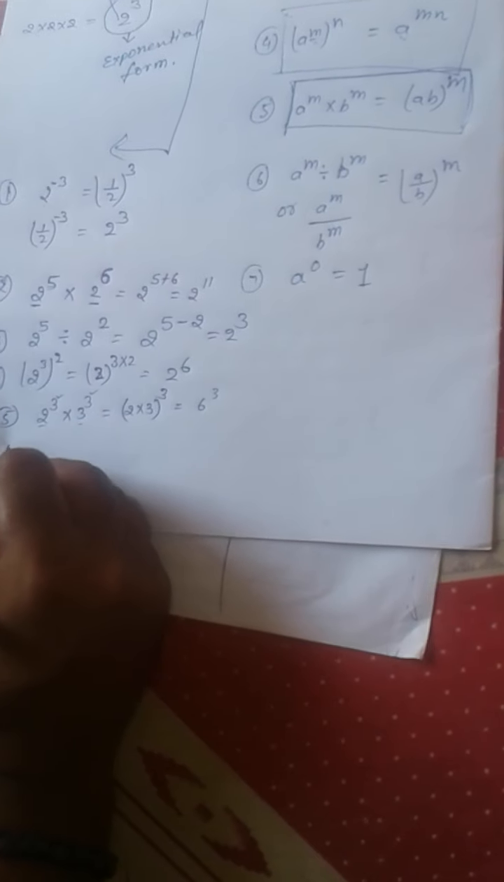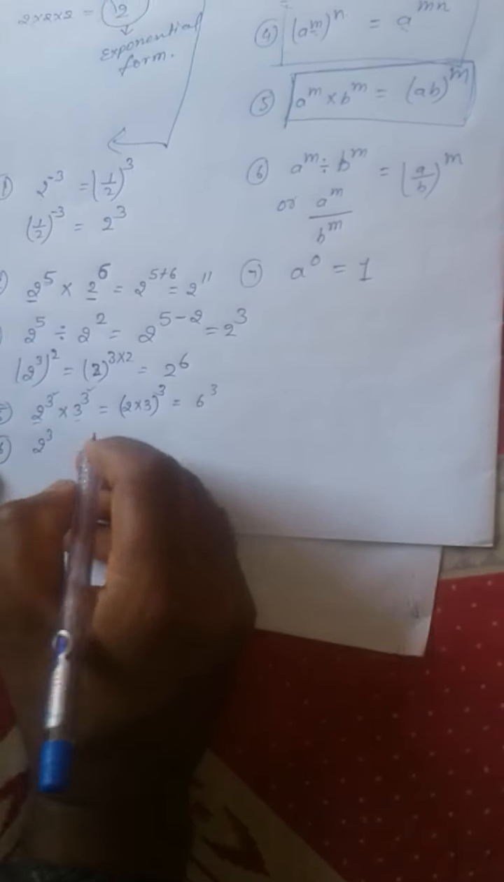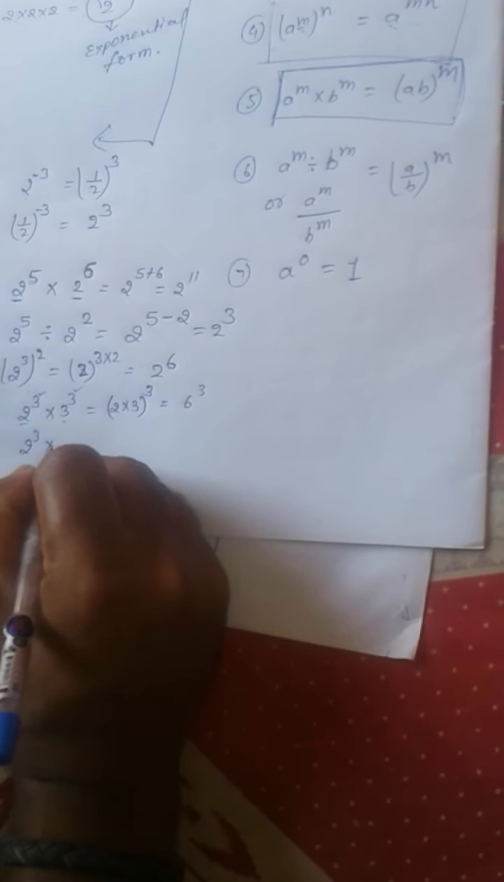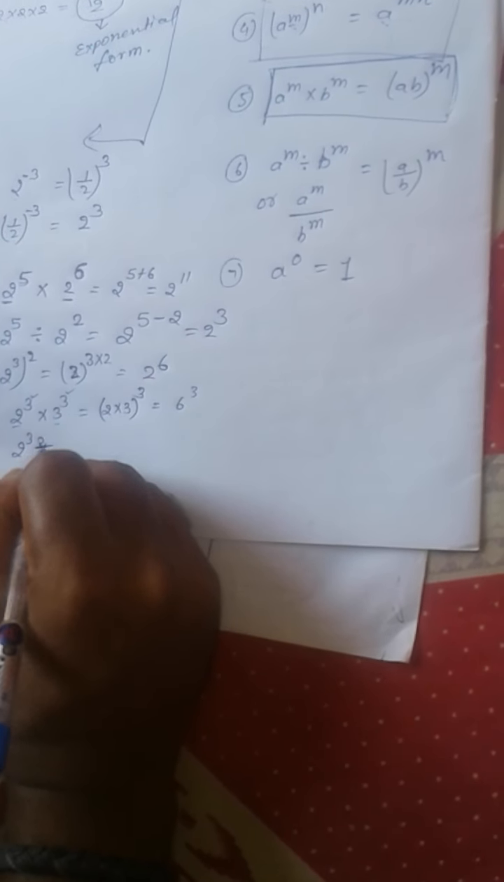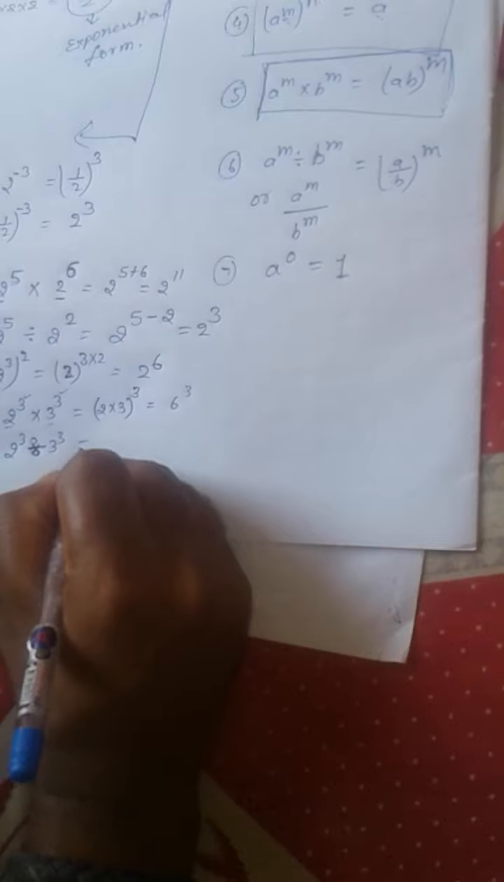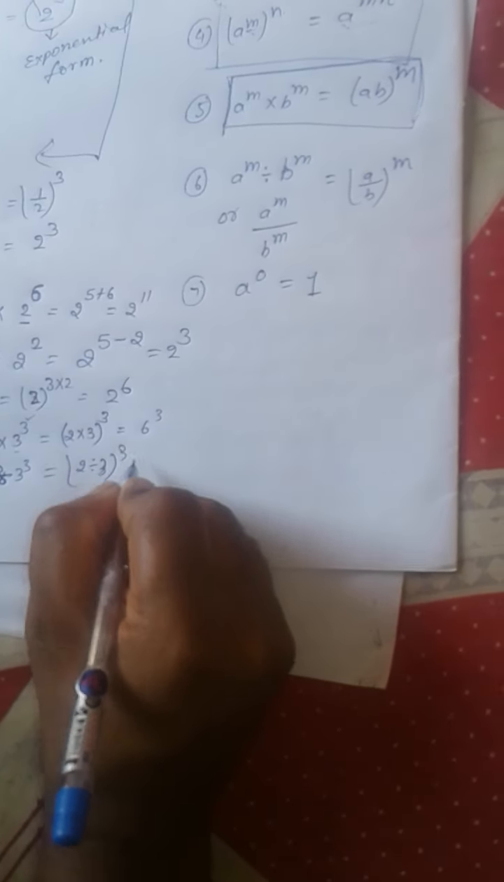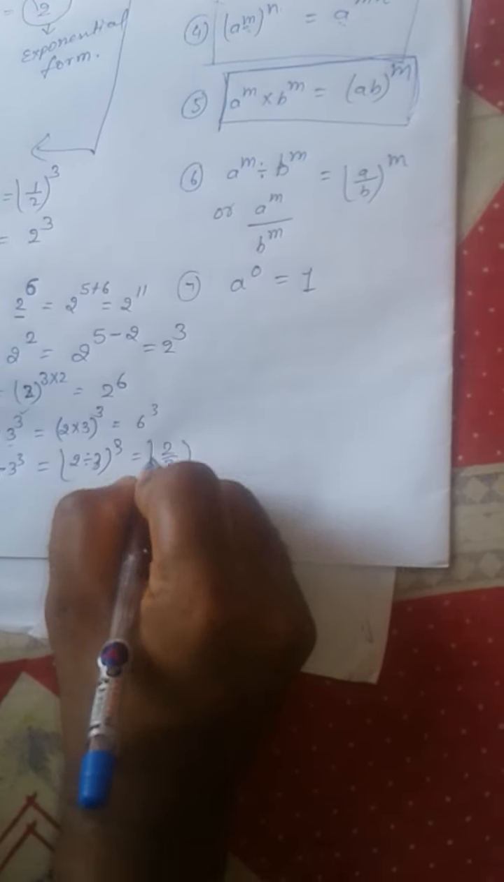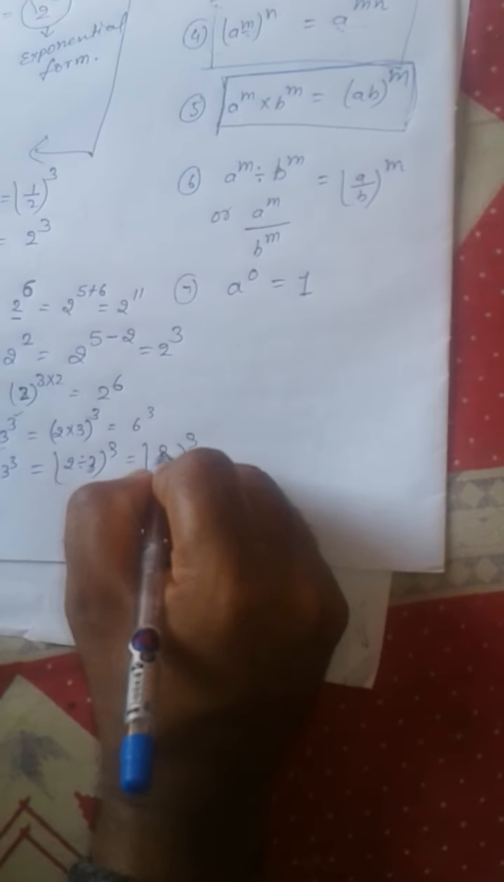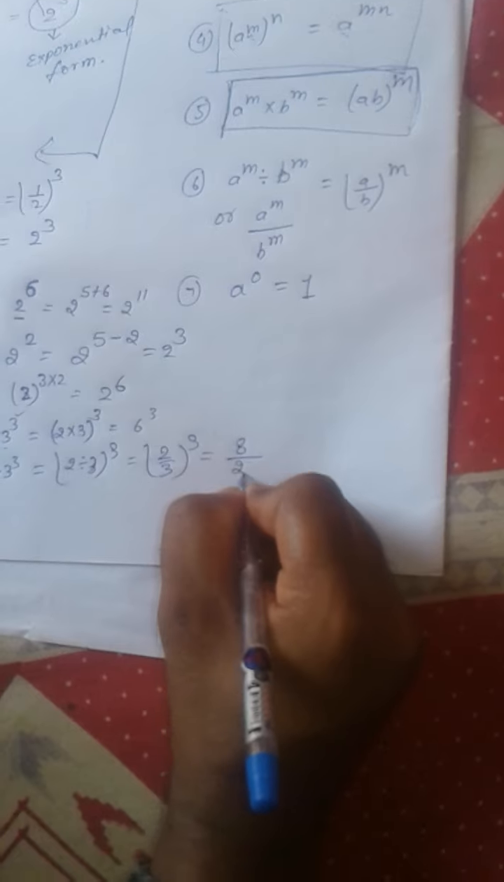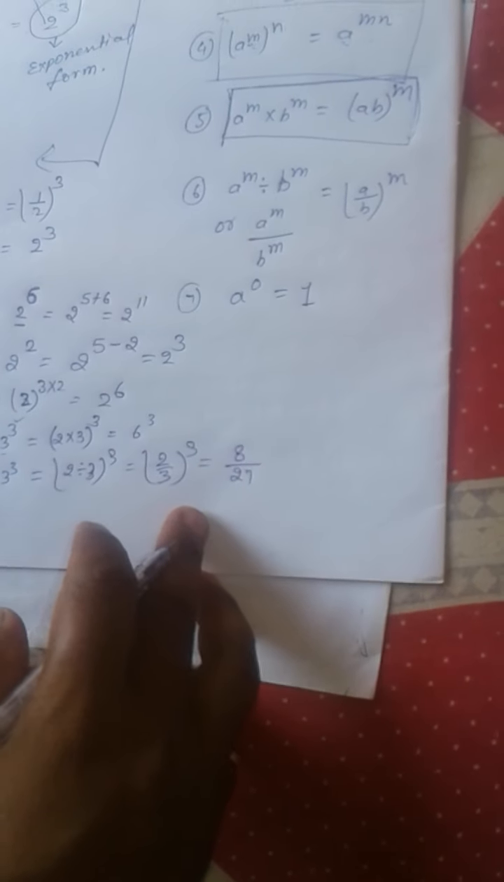Same thing for the division also. 2 to the power 3 divided by 3 to the power 3. We can write it as 2 divided by 3 whole to the power 3, or 2 by 3 to the power 3. That will be 2's cube is 8, 3's cube is 27. That is 8 by 27.